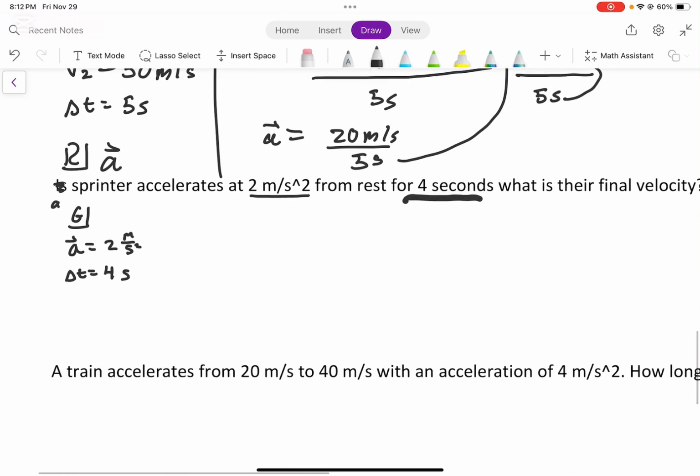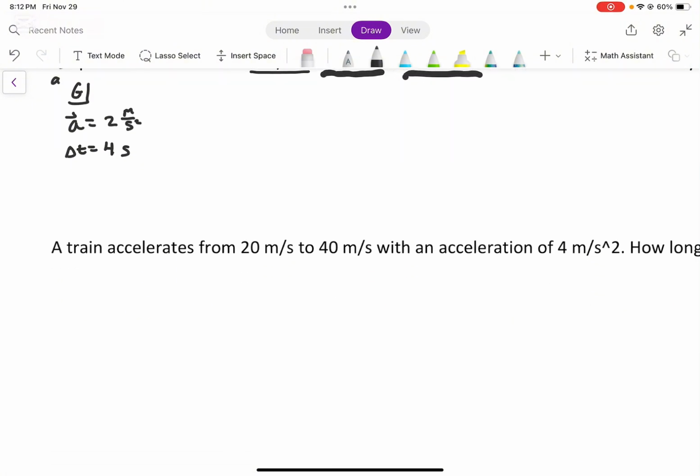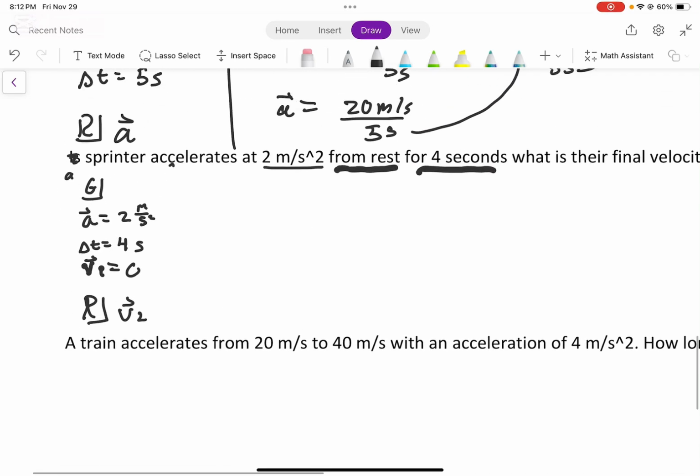But something that you have to pay really close attention to when you're reading these questions is some of the wording, like this one right here, "from rest." When something's at rest, it means their initial velocity is 0. So in this case, we can assume that v1 vector is equal to 0. And that helps us out. Now we're looking for v2 vector. Now this is a lot simpler.